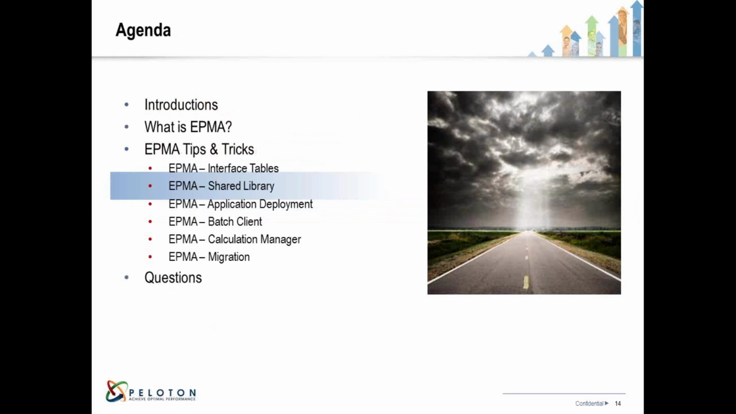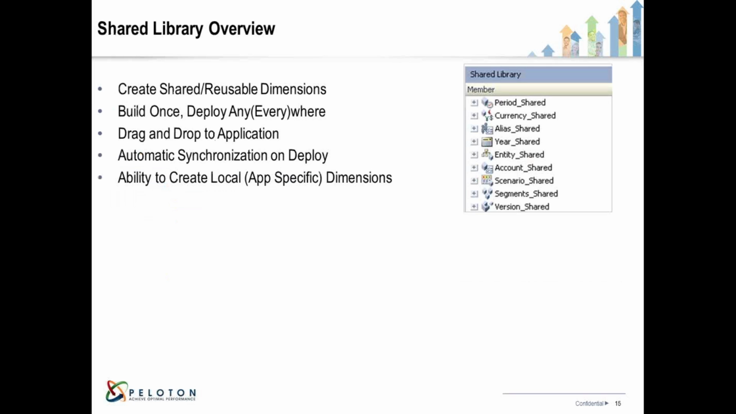So next we'll look at some of the tips and tricks regarding EPMA's shared library. The EPMA shared library is great because you can create shared or reusable dimensions, and it gives you the capability to build a dimension once and deploy it anywhere or everywhere if you choose. And you can just drag and drop dimensions to your applications, and all your shared dimensions that you've designated will automatically be synchronized to the application when you run a deploy command.